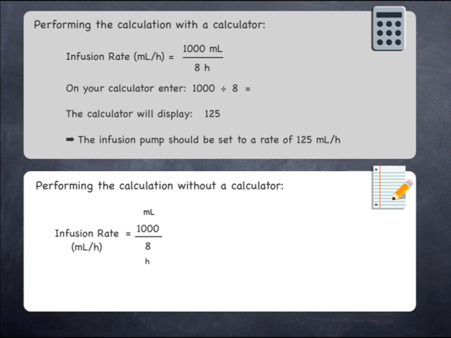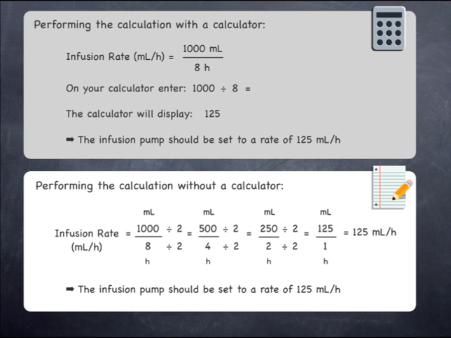To perform the calculation without a calculator, you can start by cancelling the fraction. Both 1000 and 8 are even, so you can apply the 2 rule by dividing by 2. This gives 500 over 4. Both numbers are even, so repeat the 2 rule, giving 250 over 2. Once again, both numbers are even, so repeat the 2 rule, giving 125 over 1, which is 125.